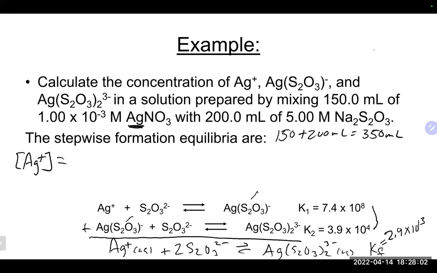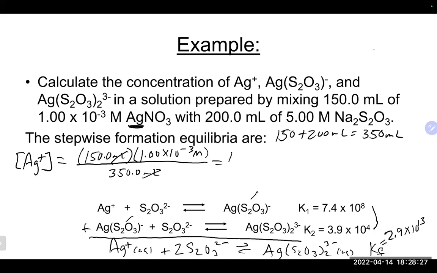And that basically would be for silver, we're going to take 150 milliliters, times it by 1 times 10 to the minus 3 molar, and divide it by the total volume, which is 350 milliliters. Again, if you want to convert them to liters, you could do that too, whichever way you want to do it. In this case, you don't necessarily have to because the milliliters here will cancel. And you will end up for silver with something like 4.29 times 10 to the minus 4. Or obviously, in non-scientific notation, a bunch of zeros there, 3 zeros and a 4 before it. Any questions on that there?